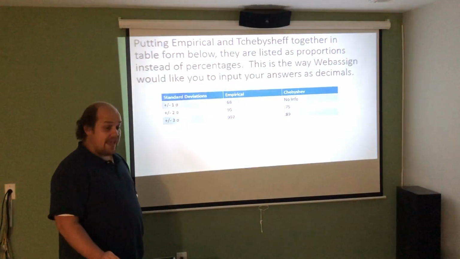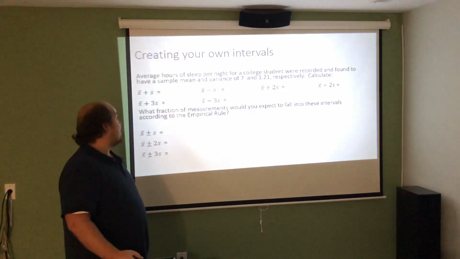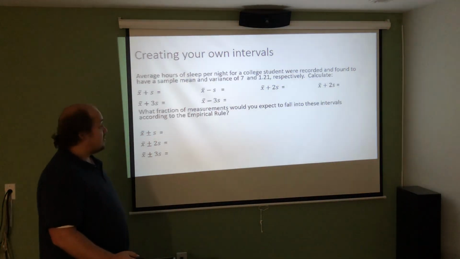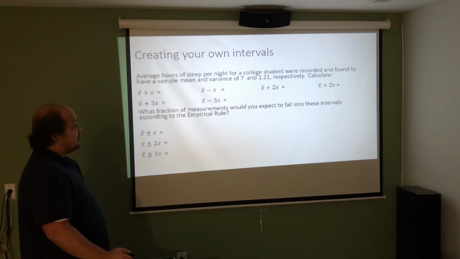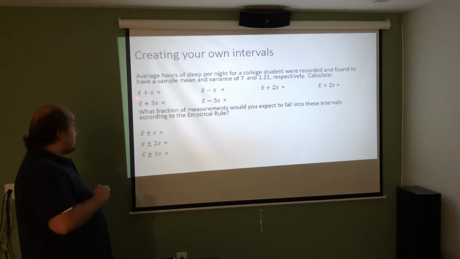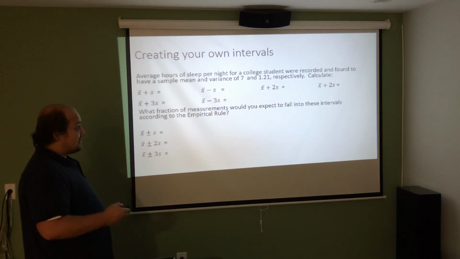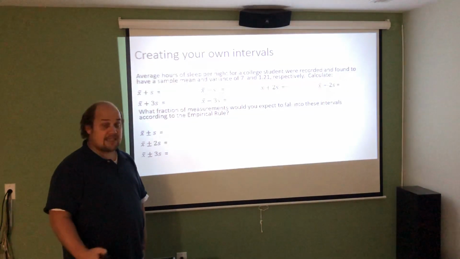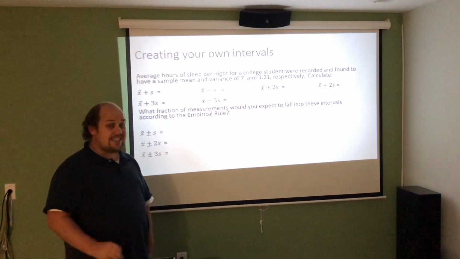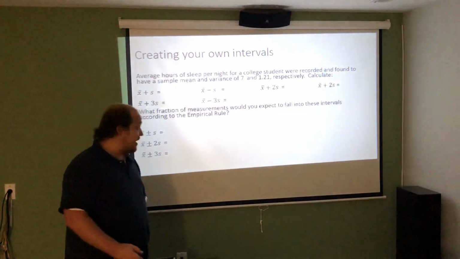Another way you might be asked these in WebAssign is to create your own intervals. So if you're told the average hours of sleep per night for a college student were recorded and found to have a sample mean and variance of 7 and 1.21 respectively, calculate x bar plus s, x bar minus s, x bar plus 2s. All these are real easy where I'm just plugging in x bar and s and letting my calculator do the rest. It's a little tricky the way that they worded it though.